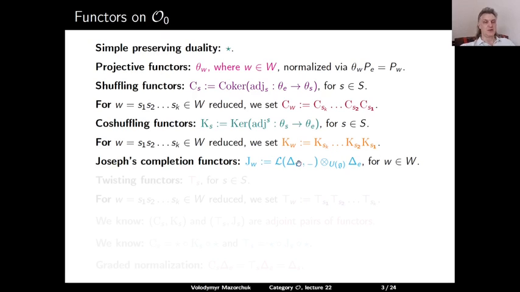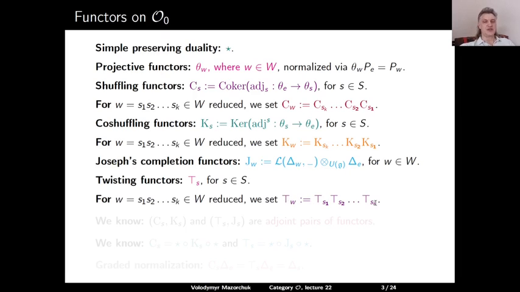So JW is a composition of the functor of taking locally finite homomorphism from delta W to blank, followed by tensoring over U of G with the dominant Verma module. Finally, we have defined twisting functor TS for each S in S. So the definition uses localization of the universal enveloping algebra and then twisting by certain automorphisms. And for each reduced expression of W, we define the corresponding twisting functor TW as the composition of the elementary twisting functors in the same order as the reduced expression.